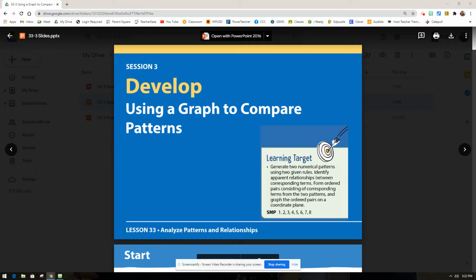And so we're going to be working in our Ready Classroom math workbook on pages 691 through 696. So go ahead and turn to page 691 in your Ready Classroom math workbook now.